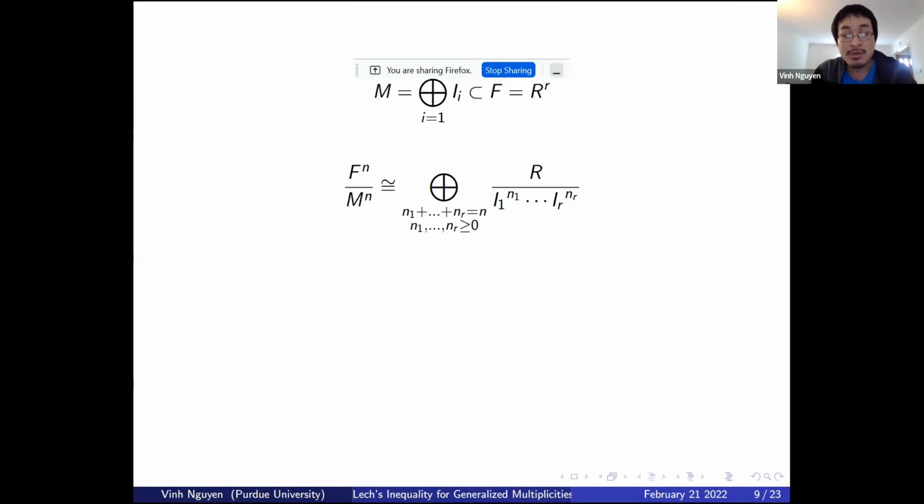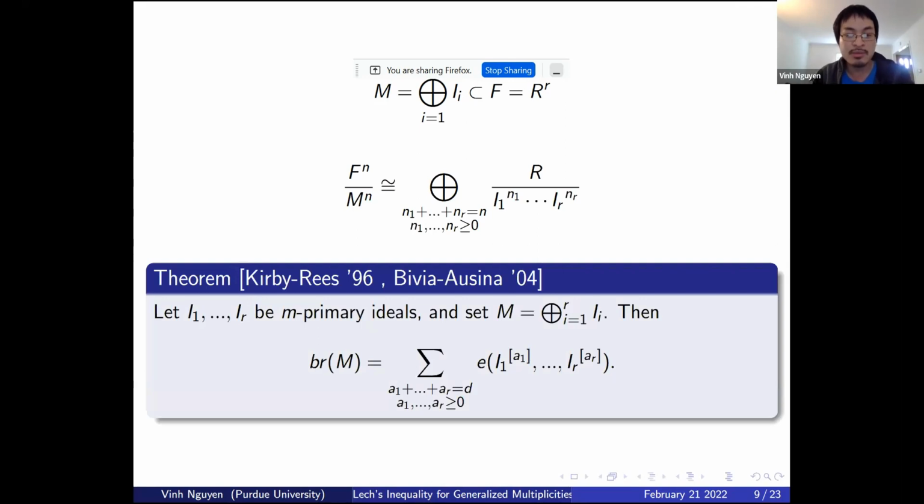It turns out this is isomorphic to the direct sum of the quotients by the different powers of I. So you can expect that the Buchsbaum-Rim multiplicity, which is related to the left-hand side, is equal to the mixed multiplicity, which is related to the length of the right-hand side. It turns out that the Buchsbaum-Rim multiplicity is the sum of all of the mixed multiplicities of the ideals. And this formula will be used later.